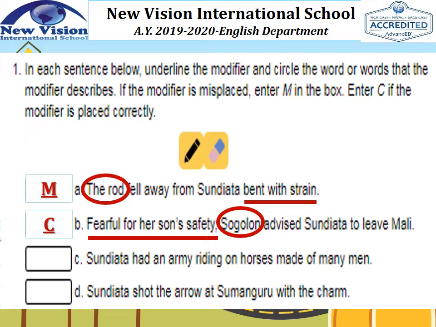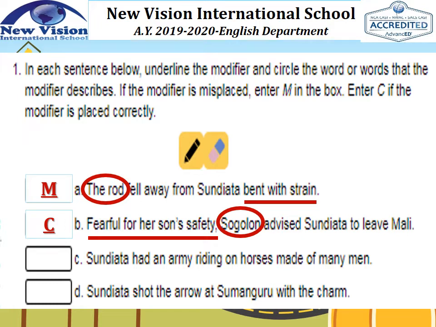Let us read. Sundiata had an army riding on horses made of many men. I repeat, Sundiata had an army riding on horses made of many men. Alright, after reading, what did you realize? Is it clear or unclear? Correct, it's unclear because there is a misplaced modifier. It's as if in the sentence, the horses are made of many men, right? So we have to correct it.